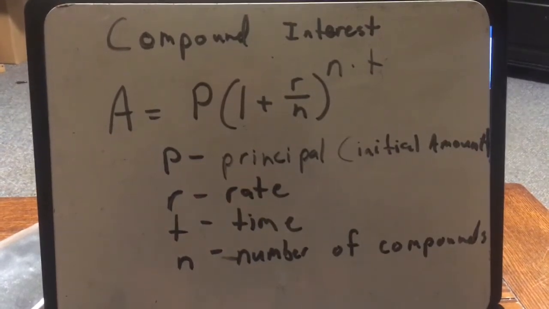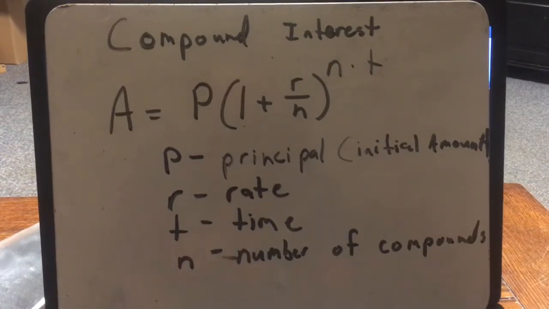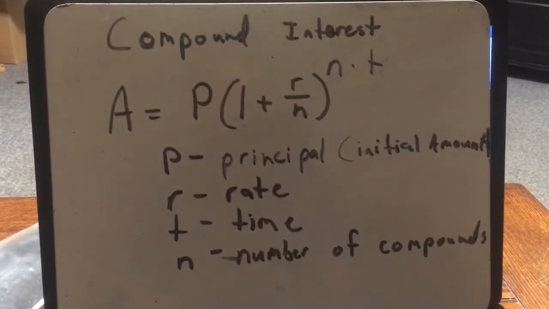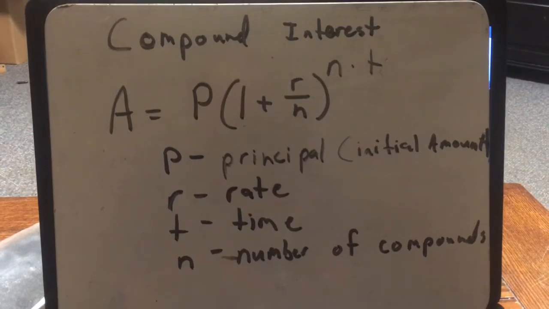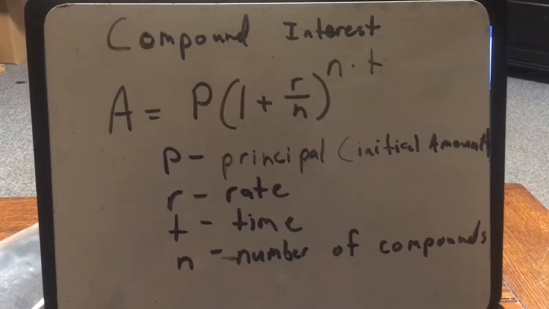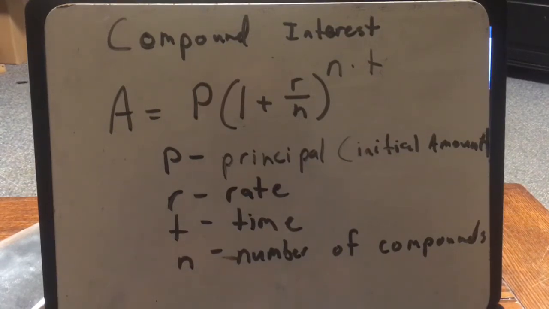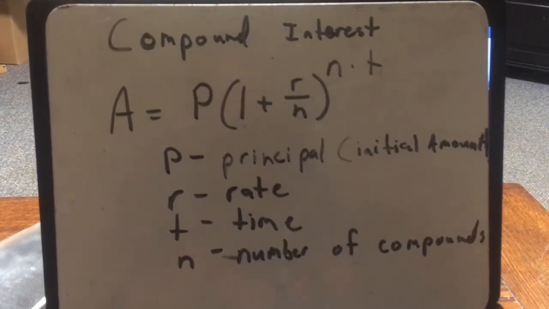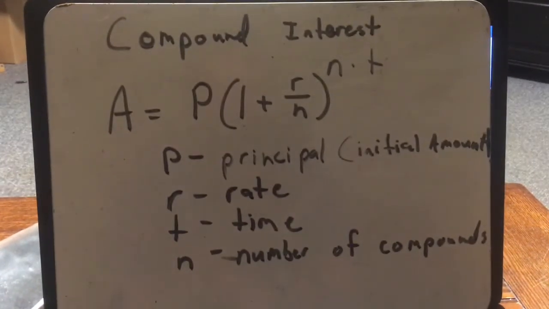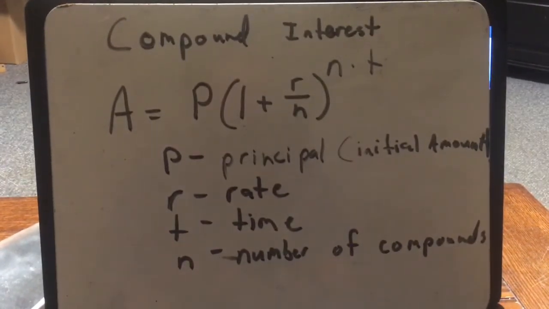The N is a new one for us. N is the number of compounds. That's the number of times that your account is going to have money put in it per year. So there's a lot of different ways you'll see it. And you've got to think about the number of months in a year, for example. Days in a year. One of my favorites is bi-monthly, which is 2 times a month. There are 24 of those.